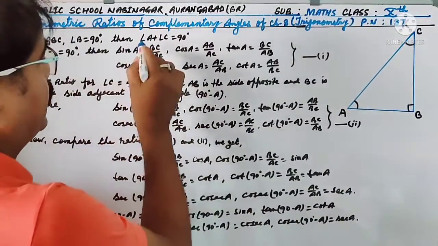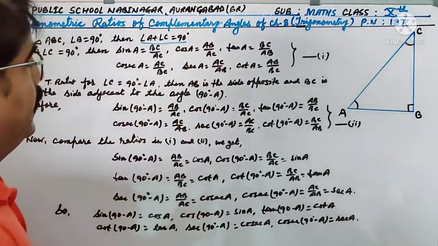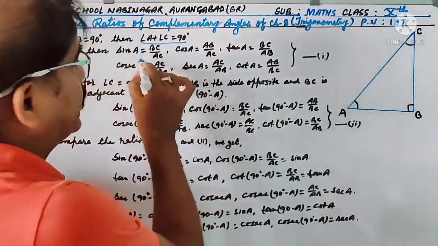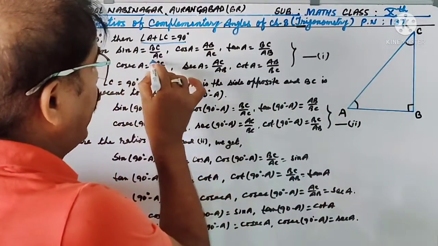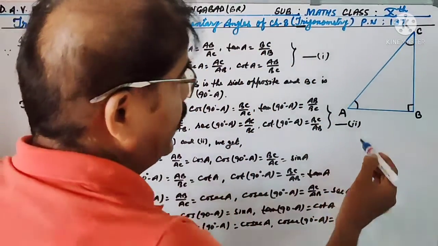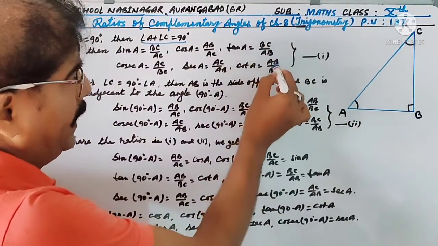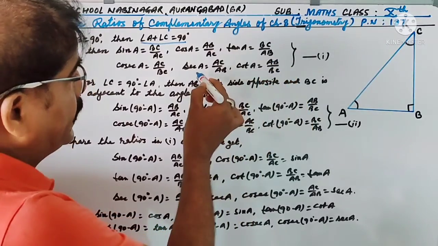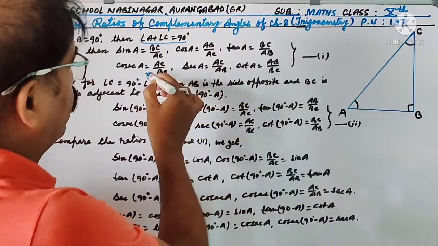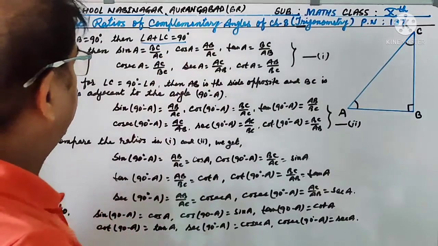So dear friends, in triangle ABC, B is 90 degrees, so A plus C equals 90 degrees. Then sin A equals BC by AC, cos A equals AB by AC, and tan A equals BC by AB. And cot A equals the reciprocal of tan A, that means AB by BC. Sec A equals the reciprocal of cos A, that means AC by AB, and cosec A equals the reciprocal of sin A, that means AC by BC.